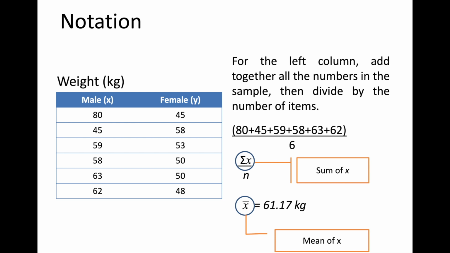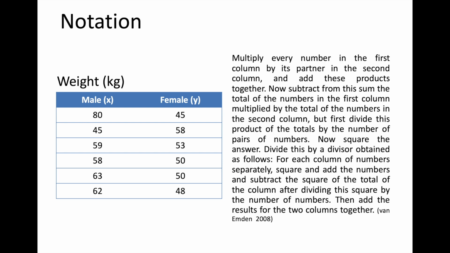Please imagine how difficult that would be. For example, instead of saying sum of cross products or sum of squares, we would say: multiply every number in the first column by its partner in the second column and then add these products together. Now subtract from this sum the total of the first column multiplied by the total of the second column, but first divide this product by the number of pairs of numbers. Now square the answer. Divide this by the divisor obtained as follows. For each column, separately square the numbers and add them, then subtract the square of the column total after dividing it by the number of numbers. Then add the results from the two columns together.